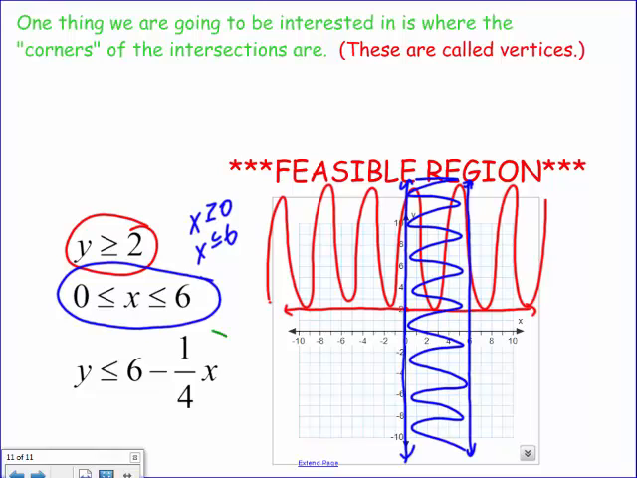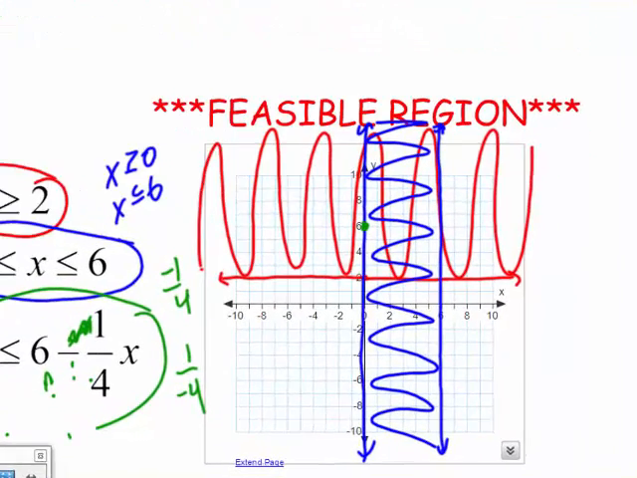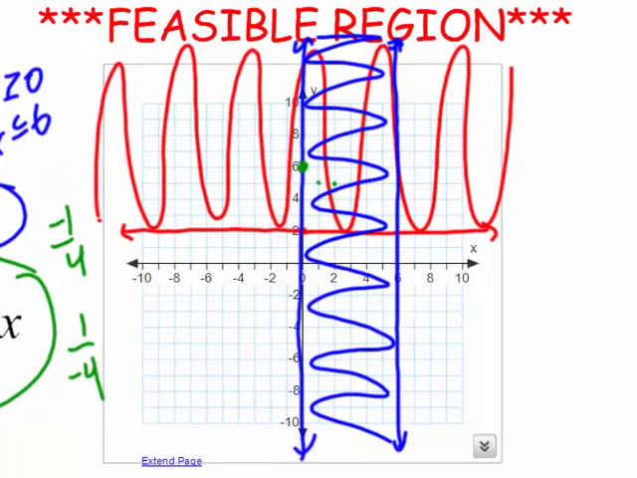And then lastly, I have something in slope-intercept form. So I need the y-intercept at 6. So that'd be right here. And I need a slope of negative 1/4. So remember, I have to give either the negative to the top or I have to give it to the bottom, one of the two. So I can either go negative 1/4 or 1 over negative 4. So I could go down 1, right 4, or I could go up 1, left 4. And I still got a solid line because I got the equal to, so just like that.